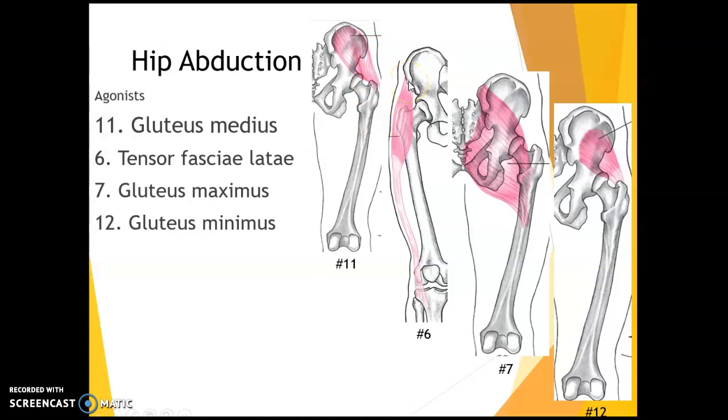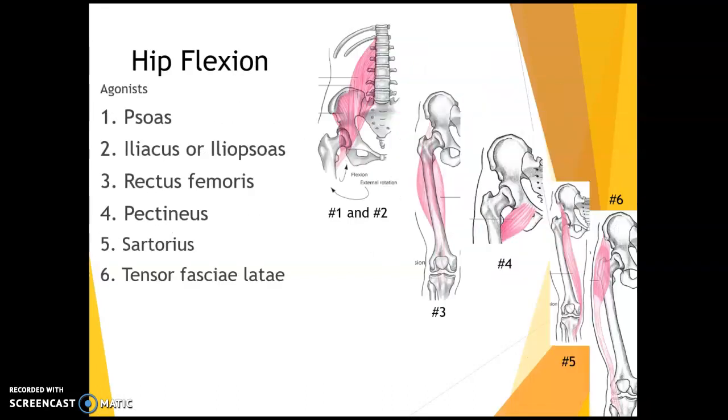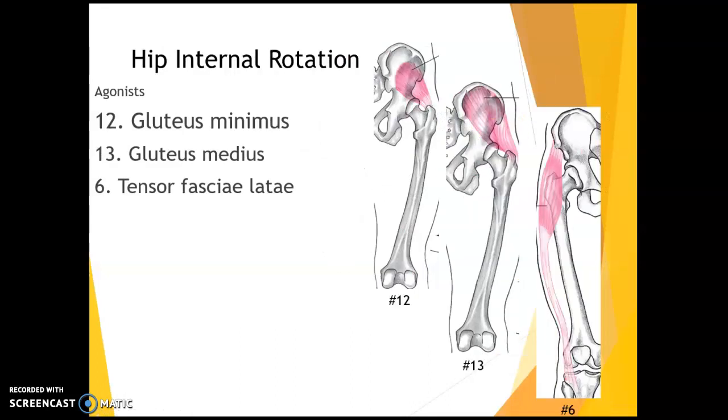TFL, he's also used in hip adduction, right? And he's also used in, where'd he go? Here he is, hip flexion. So notice TFL is used in hip flexion, and TFL is also used in hip abduction. Glute max, we saw him before as well, and also glute minimus are used in abduction. So some of these muscles, especially these guys, are used in multiple movement patterns.